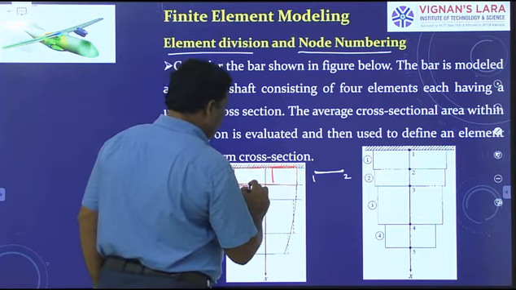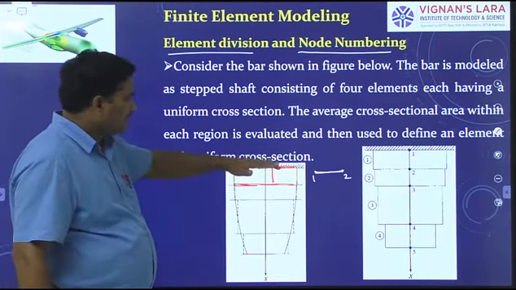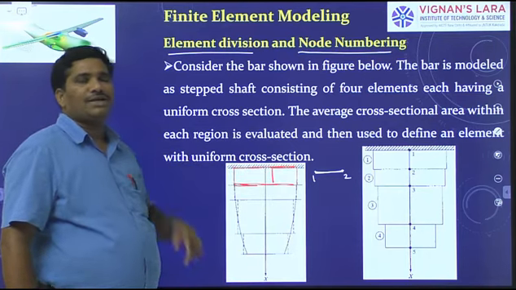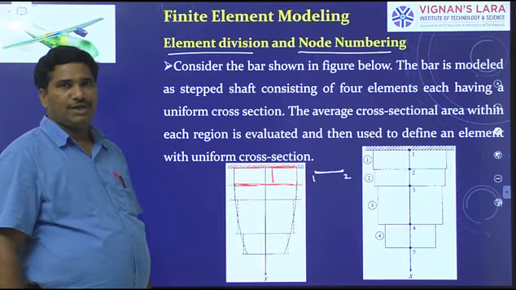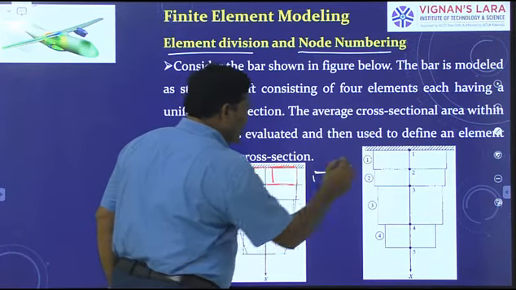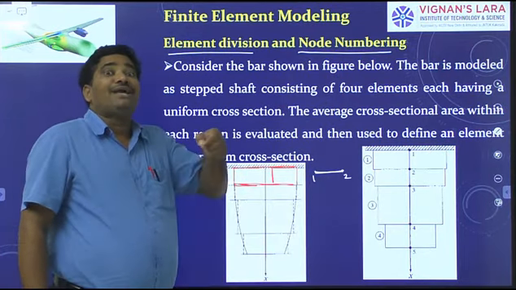Here also you know the diameter of this section. Hence, the cross section area you can calculate here. Understand? Now, you can replace this by an element of uniform cross section taking the average diameter.